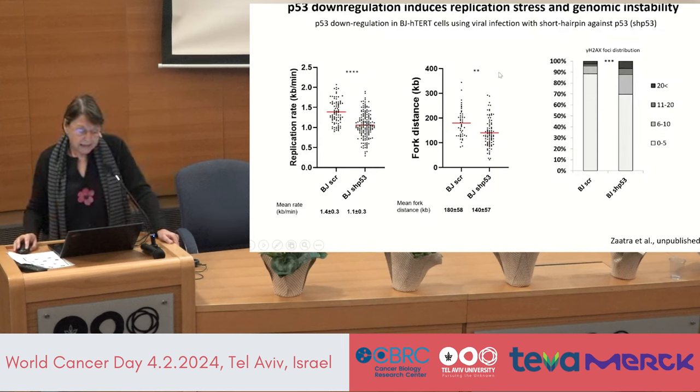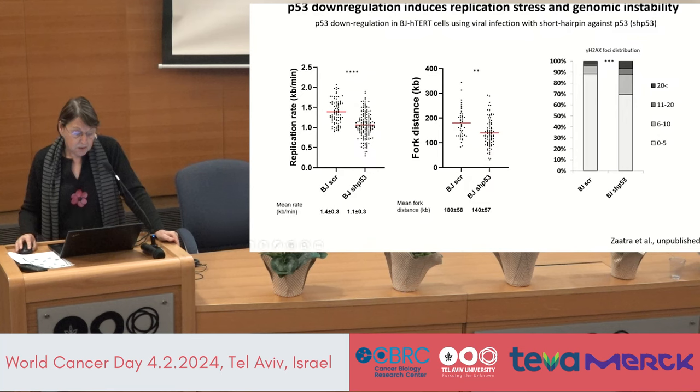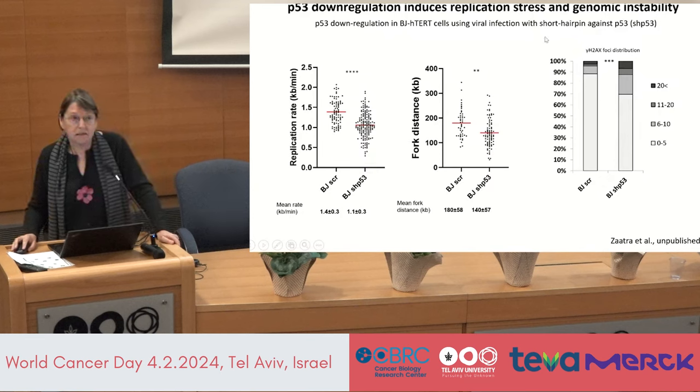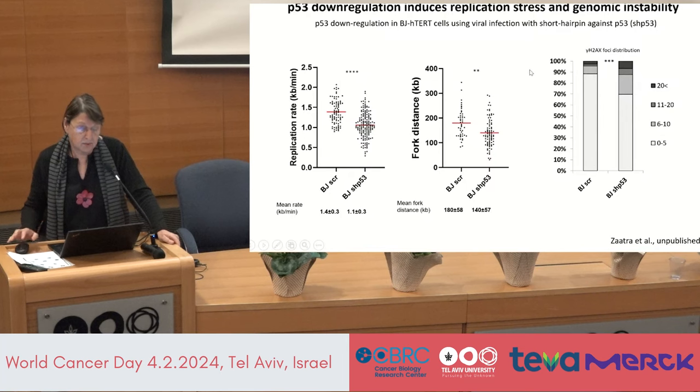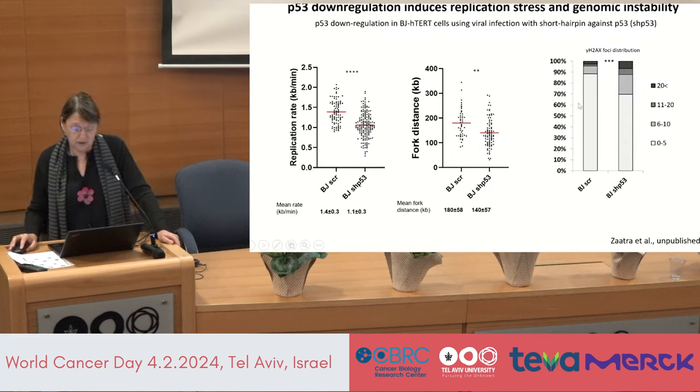Following P53 downregulation, as can be seen here, the replication rate decreases significantly, to 1.1 kb per minute in these experiments. Analyzing the distance between adjacent origins shows a significant decrease in the distance, which means that more origins were fired. So this is a classical replication stress. And when we analyze the DNA damage by several markers, I'm showing here the phosphorylated histone H2AX, which gets phosphorylated around DNA damage. We can see very clearly that the downregulation of P53 is leading to a significant increase in the generation of DNA double-strand breaks.